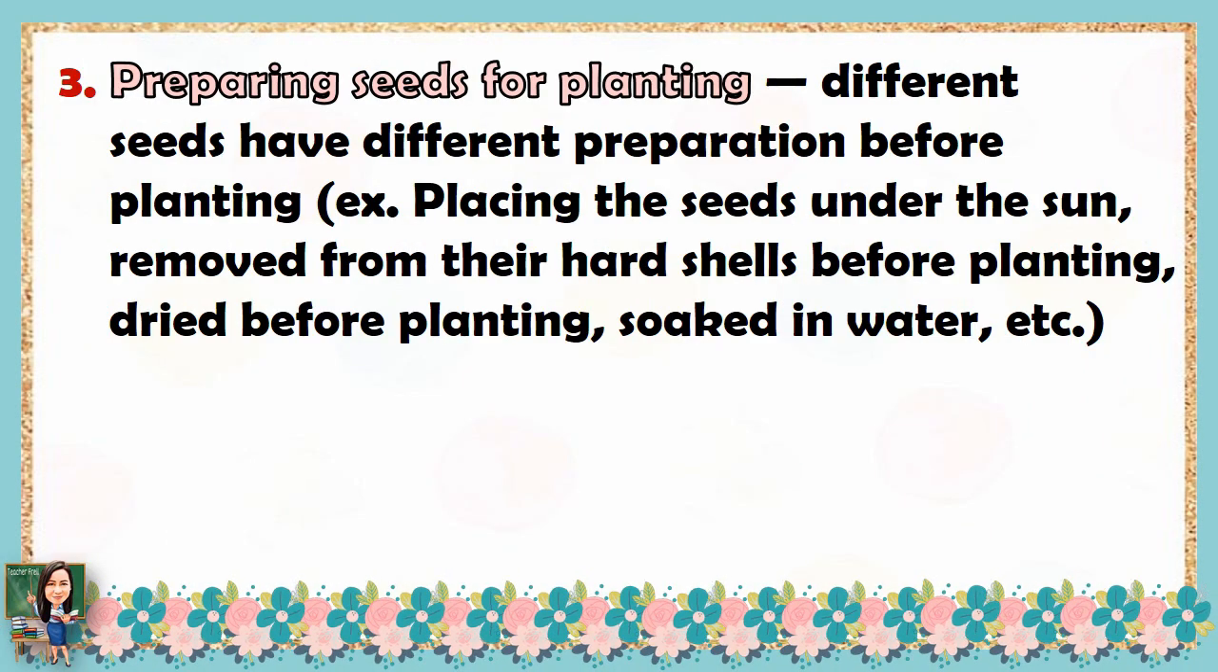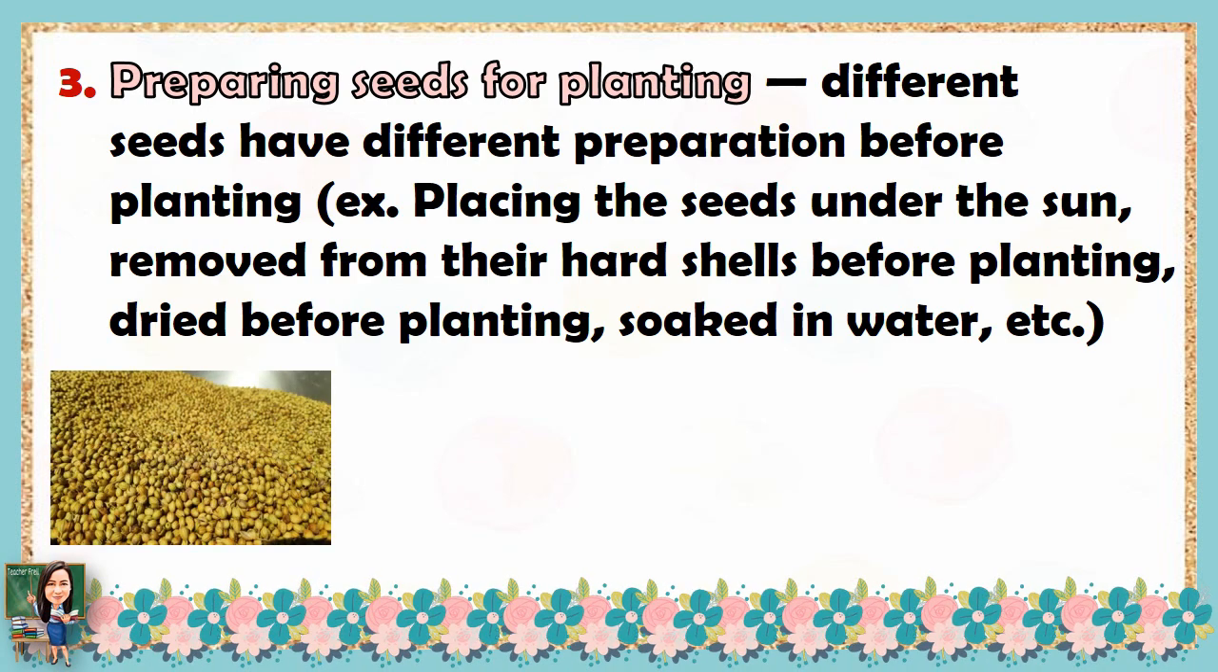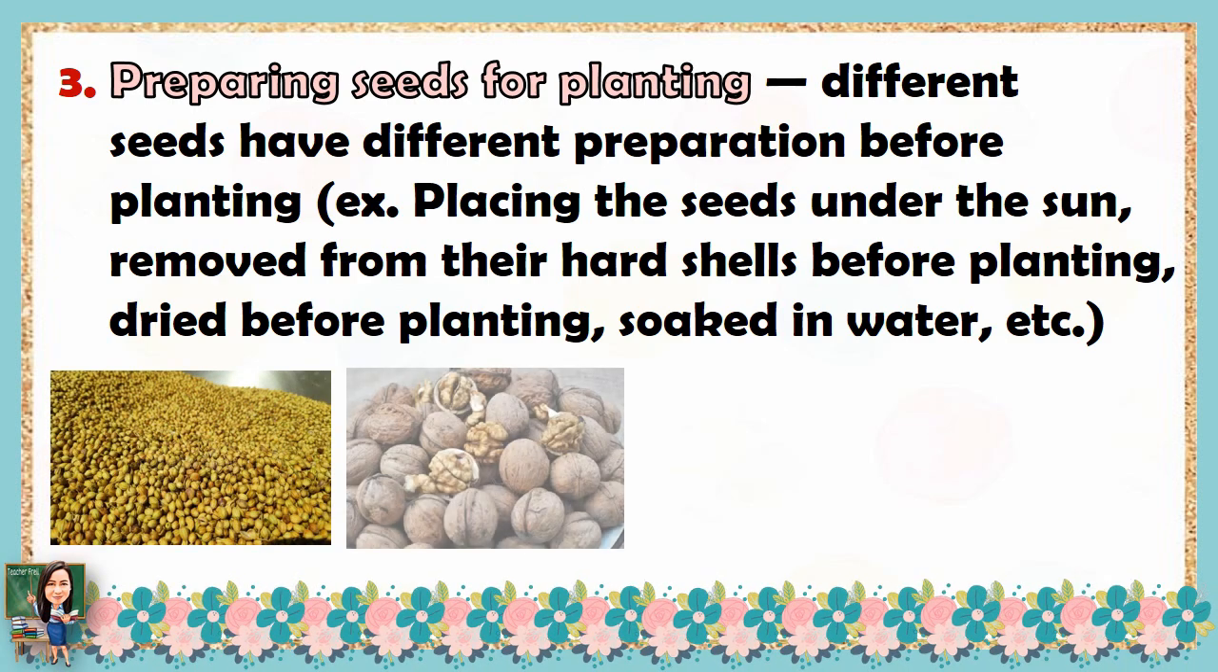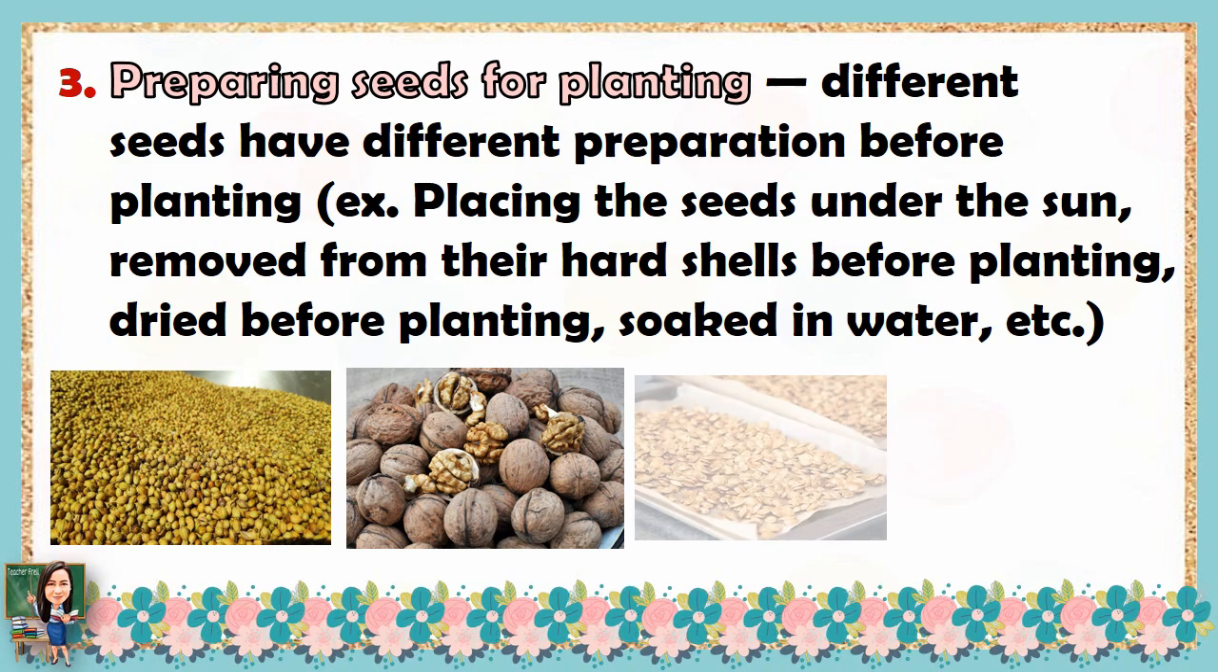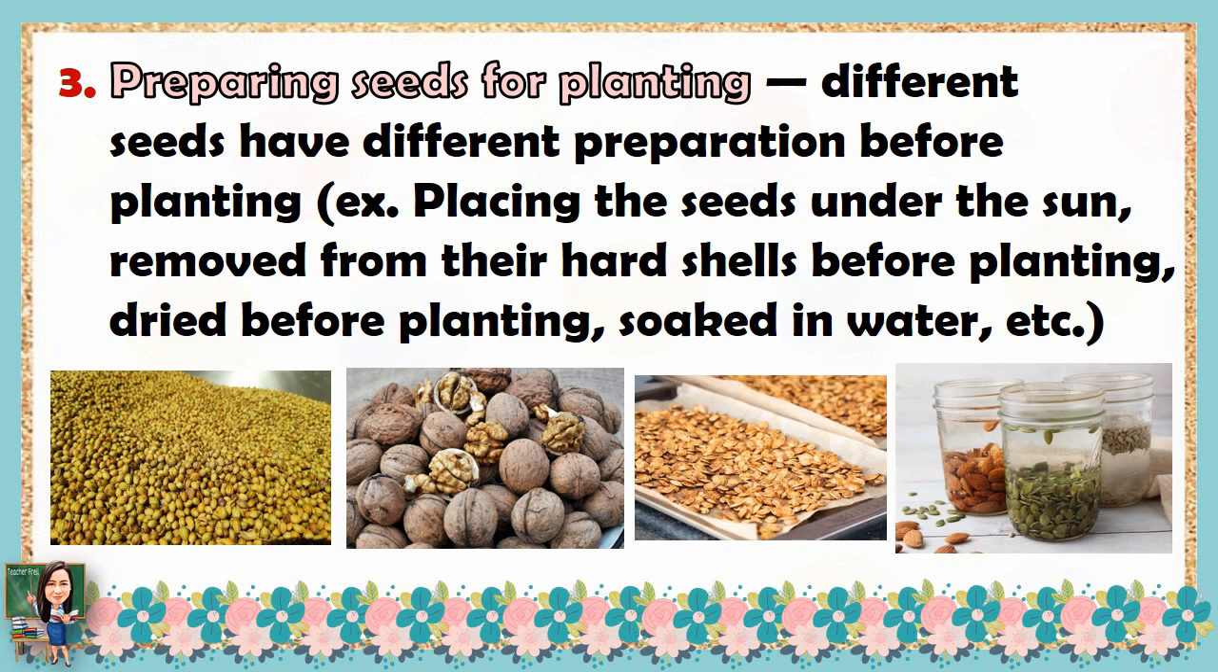Third, preparing seeds for planting. Different seeds have different preparation before planting. For example, placing the seeds under the sun, removing them from their hard shells before planting, drying before planting, soaking in water, etc.